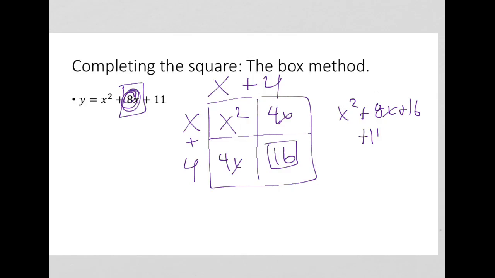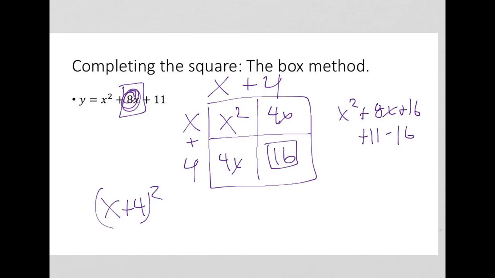So, if I still have my plus 11 there as well, I can't change the value of this function by 16, so since I added 16, I also have to subtract 16, and then I can write my answer as x plus 4, quantity squared, again squared there because that is the same expression right there on both sides of that box.